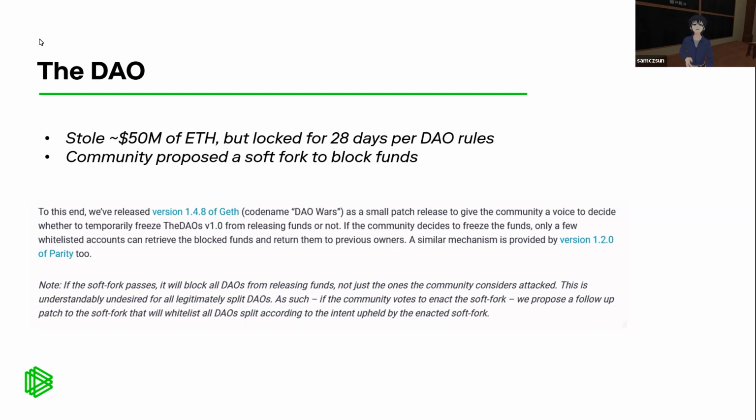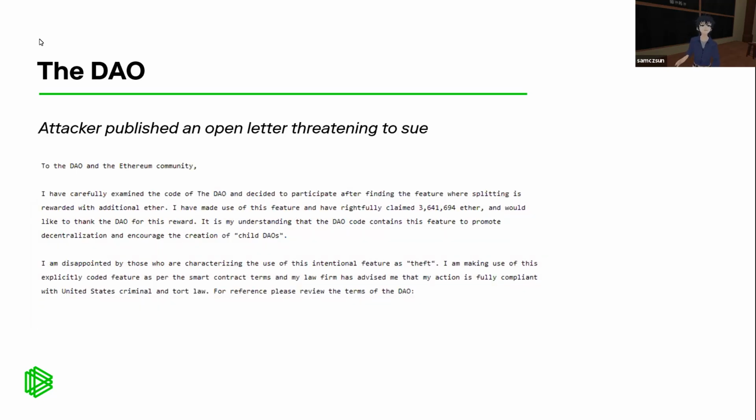And so initially the community proposed a soft fork to block the funds. This soft fork would in essence prevent any instance of the DAO or a sub DAO from transferring Ether out. The attacker noticed this, and this part isn't really mentioned often in write-ups, and I thought it was hilarious, so I just had to include it. The attacker noticed this and published an open letter where they claimed that they carefully examined the code of the DAO and decided to participate after finding the feature where splitting is rewarded with additional Ether. They made use of this feature and rightfully claimed 3.6 million Ether, and they would like to thank the DAO for this reward, which I thought was very funny.